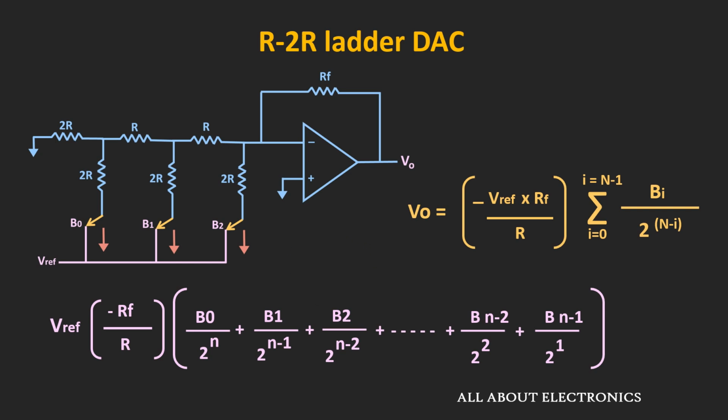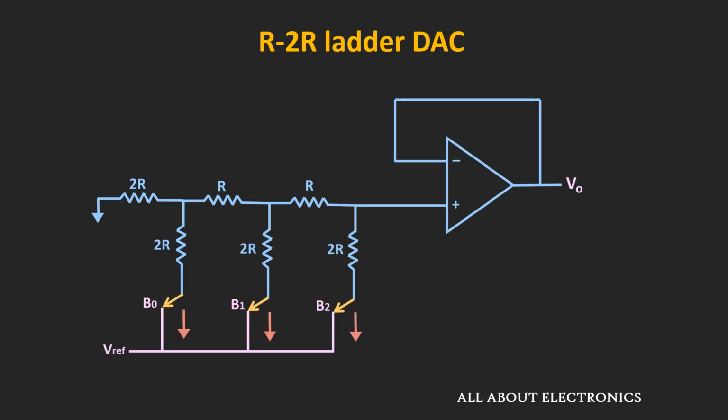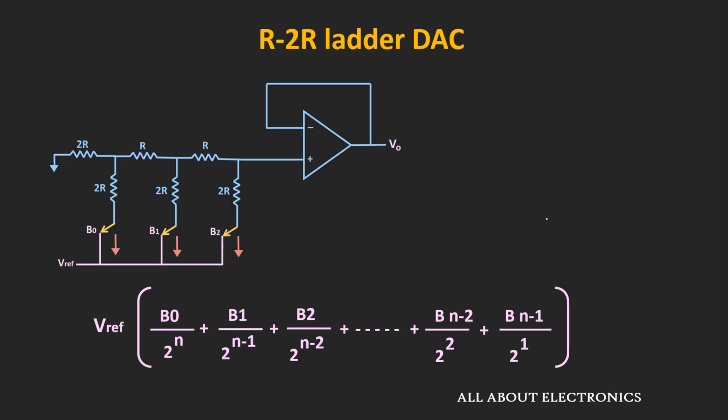And for the unity gain, instead of this inverting amplifier, we can also use this buffer amplifier. So with this buffer amplifier, the output will be in the same phase with the input voltage. And for this circuit, in general, the output can be expressed by this expression. And if you further simplify it, then it can be expressed as V reference times summation of 0 to n minus 1 Bi divided by 2 to the power n minus i.